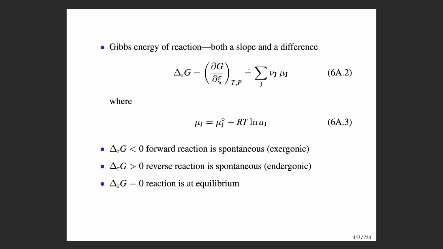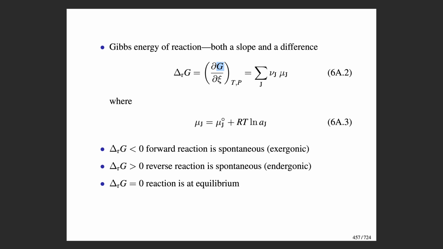And so here is the continuation of the formal definition. If you consider that the Gibbs energy is a combination of reactants and products weighted by their stoichiometric coefficients, it's a sum over the reactants and products. This partial derivative leads to this expression here, where the change in Gibbs energy is the sum over the chemical potentials of all of the reactants and products weighted by their stoichiometric coefficients.